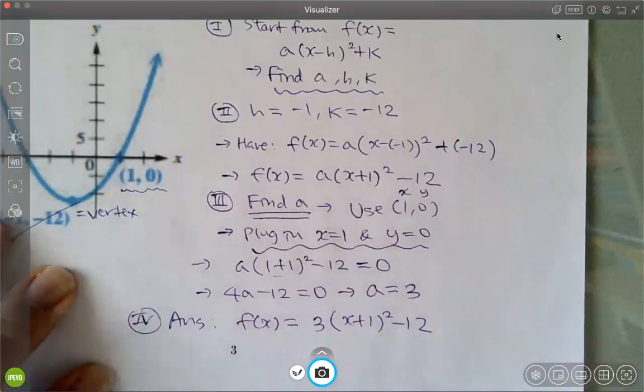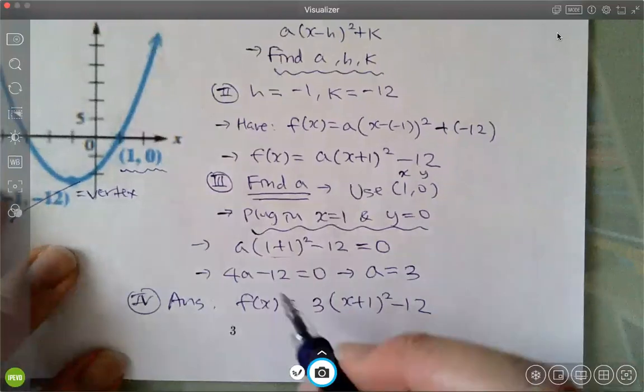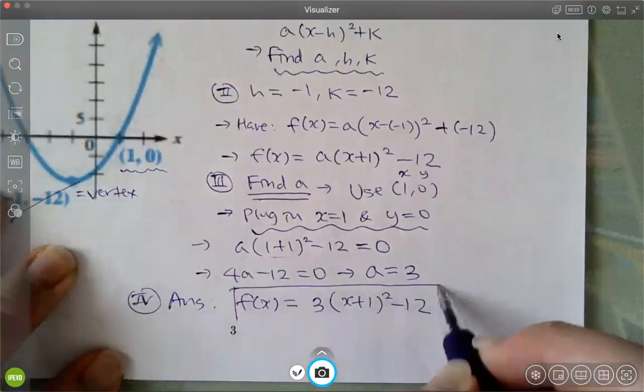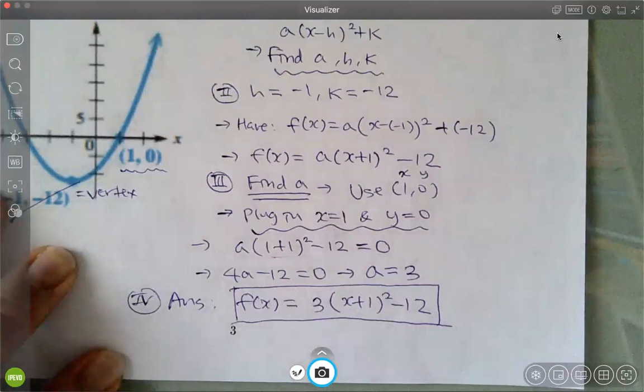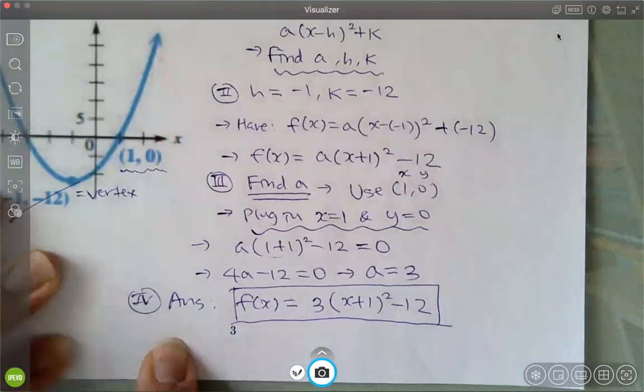And of course, if you want, you can FOIL this entire thing, but I'm not going to do it because that's not a hard thing to do. Okay, so here, be careful that a is not equal to 1. To find out a, we just use another point that's given. Okay, so now, can I go to the next page?